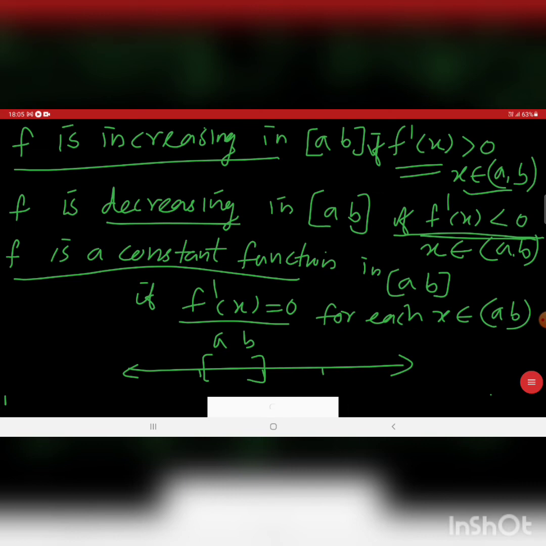Now, using this theorem, we can find the intervals in which a function is increasing or decreasing. So the question may be like this: you have to show that the function is an increasing function, or the function increases in this interval AB. Some intervals will be given. Otherwise, the question will be to find the intervals in which the function is increasing or decreasing. So let us discuss such types of questions.